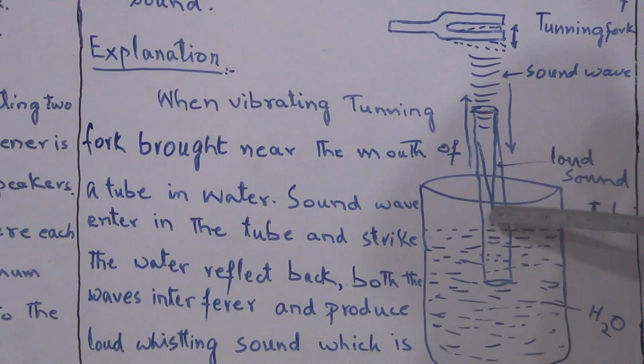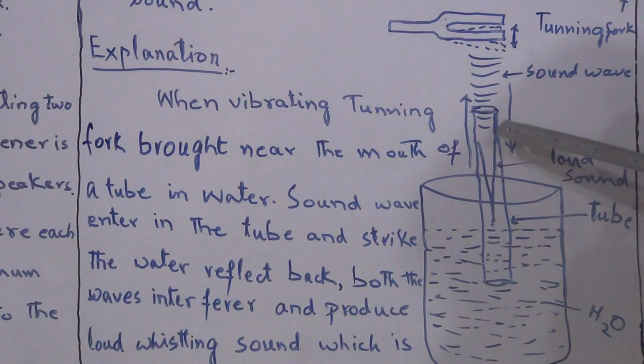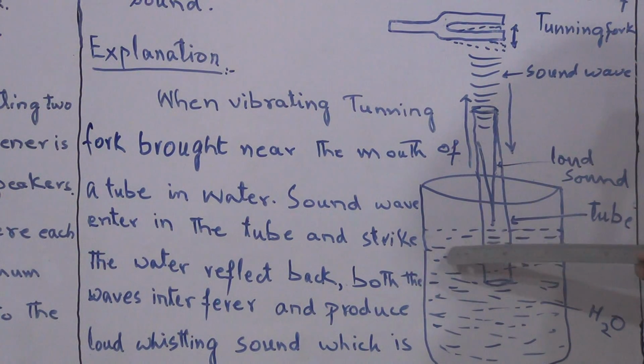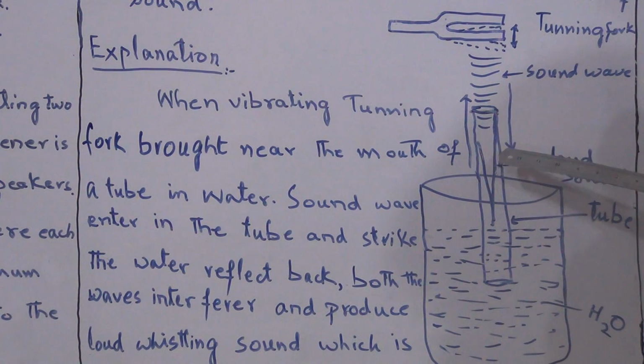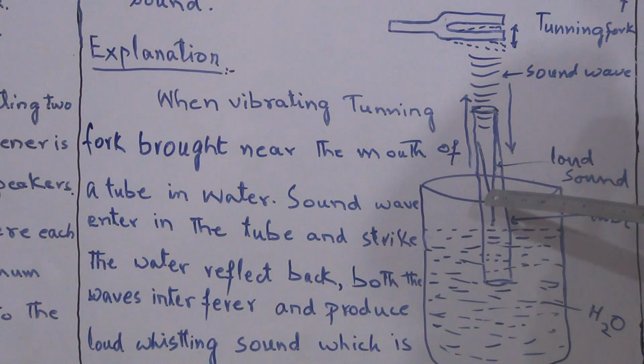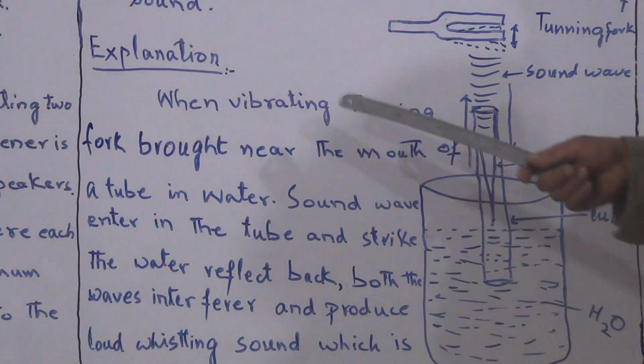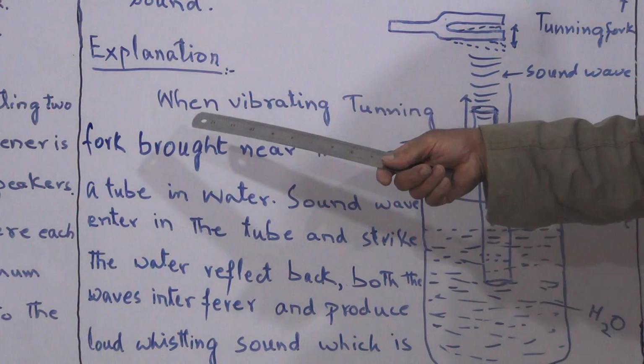The amplitude of the sound wave sometimes increases by the variation in the level of the water. So the heavy amplitude or large amplitude is produced, which is the whistling sound of the waves, so it is known as resonance of sound. Now we can write it in a simple form.